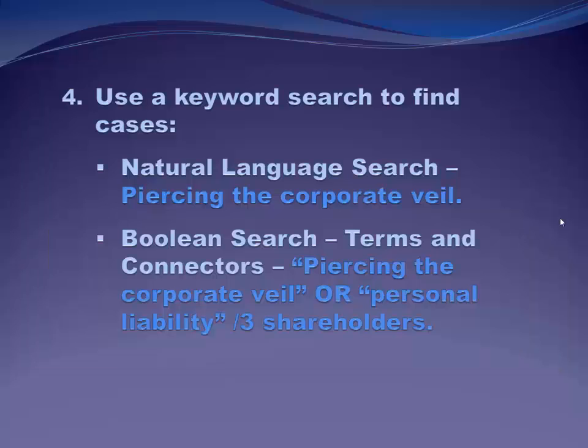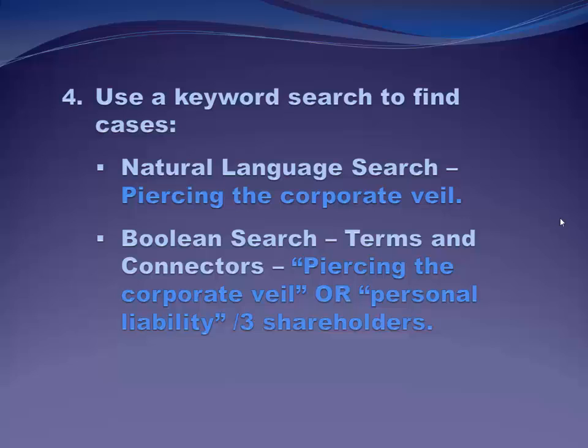And the last thing I could do is a keyword search in Lexis or Westlaw. Either natural language, just put in piercing the corporate veil, we'll stay with that example, or I can do a Boolean search, and we'll talk about Boolean searching towards the end of the semester. But just for now, if I put it in quotes, "piercing the corporate veil", it's just going to search for that exact phrase as opposed to searching for each of the words individually anywhere in the decision. Or I could say something like the phrase "personal liability" within 3 words of shareholders.